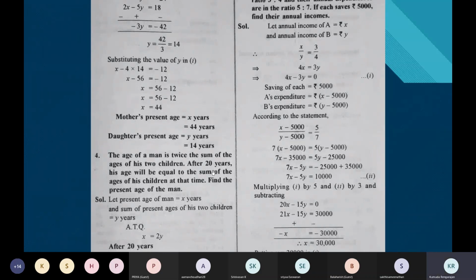Now after 20 years, what will be the man's age after 20 years? How much? X plus 20. The man's age after 20 years will be X plus 20. What will be the sum of the ages of the two children after 20 years? 2Y plus 20.